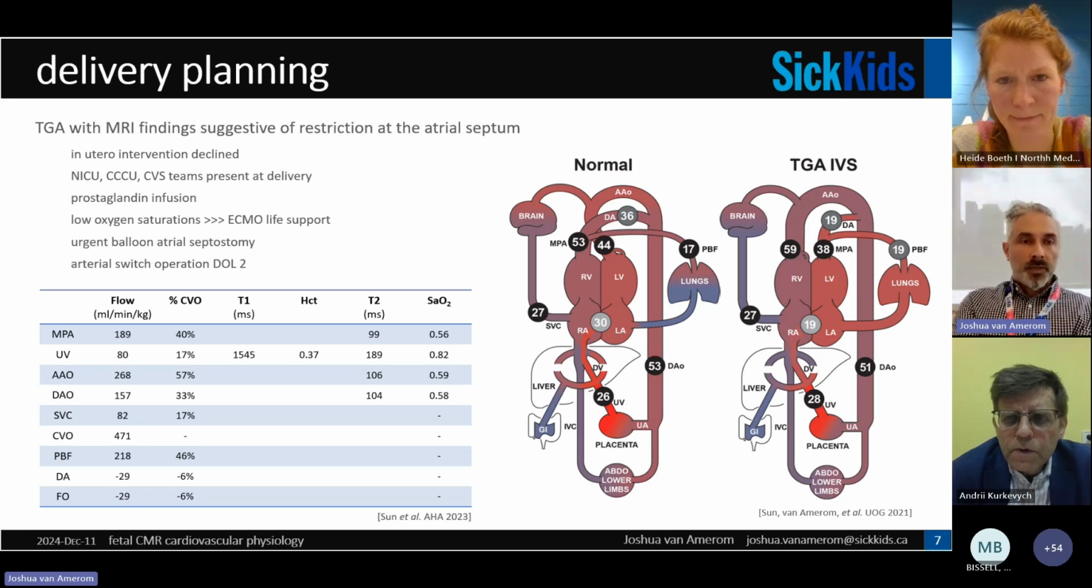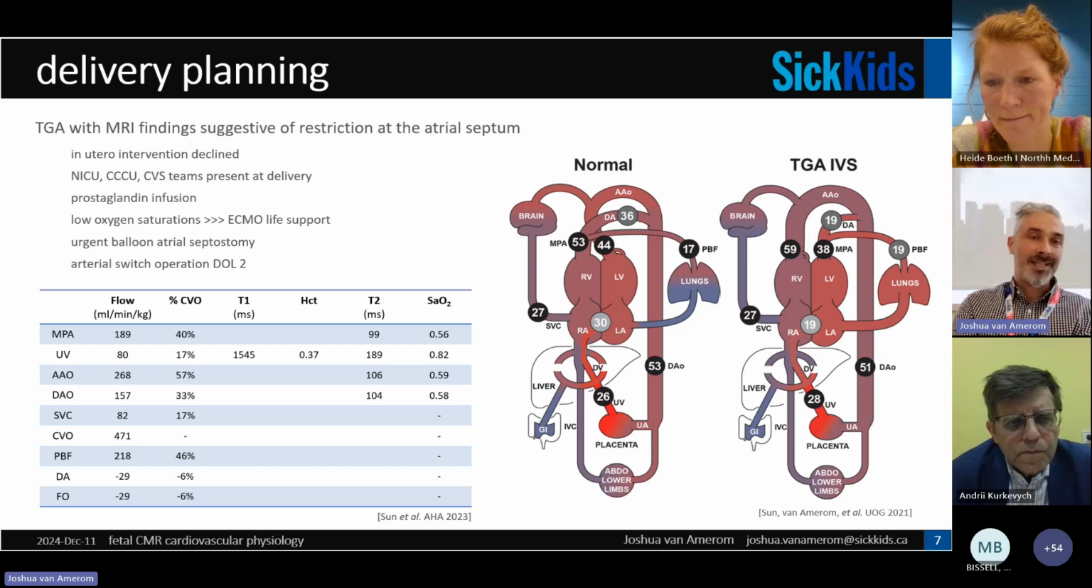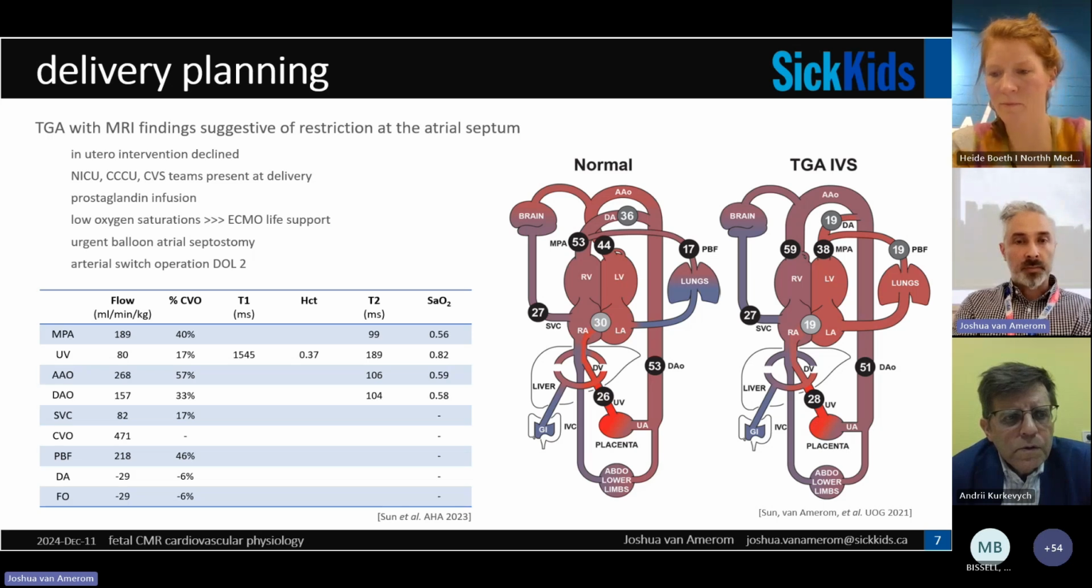This was planned for at the time of delivery in case it was needed. So all the teams were on hand. Prostaglandin was deployed, but there was still low oxygen saturation. So life support was applied. There's an urgent balloon septostomy done, and then later an atrial switch. But having that information available allowed for that sort of elaborate delivery planning that might not have been possible otherwise.